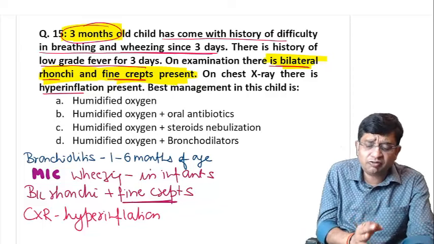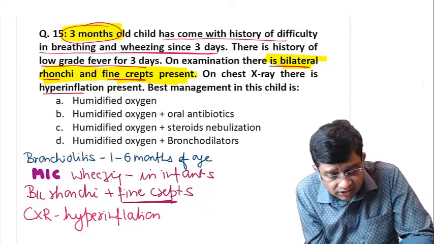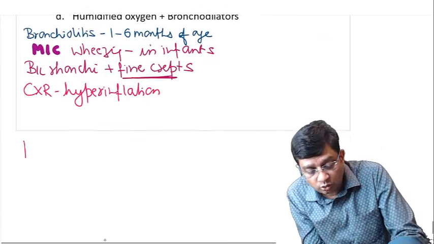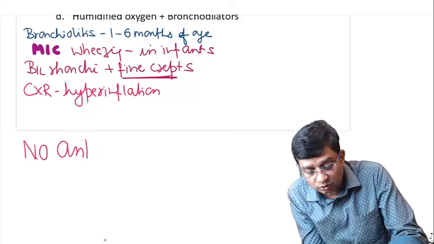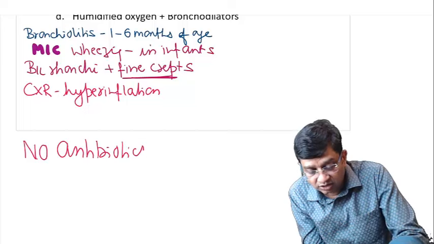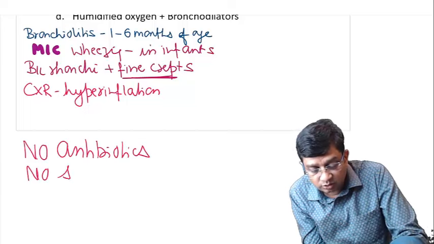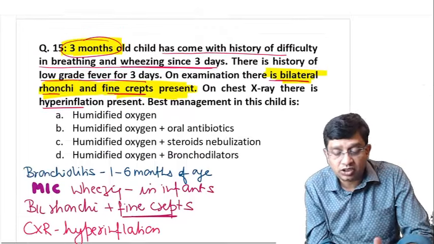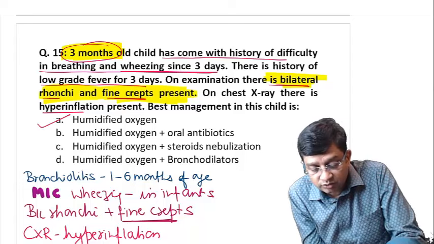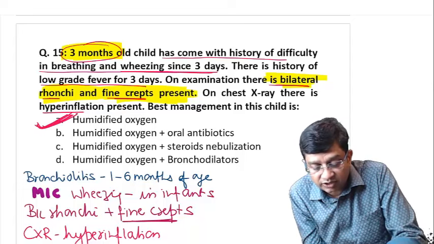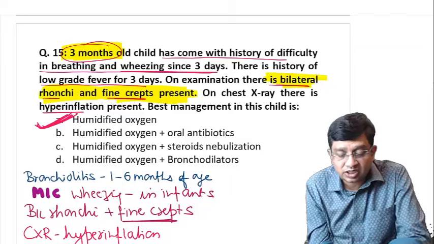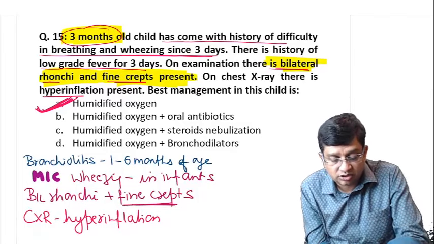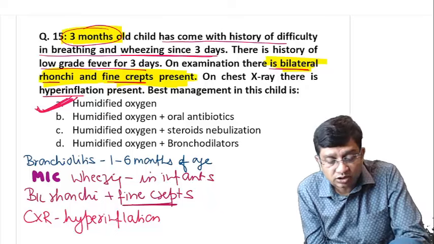Each and every finding points towards bronchiolitis, and in bronchiolitis always remember: no antibiotics, no steroids. The only supportive treatment is humidified oxygen. So you should give humidified oxygen. That is the right answer here. So this is regarding the bronchiolitis question.